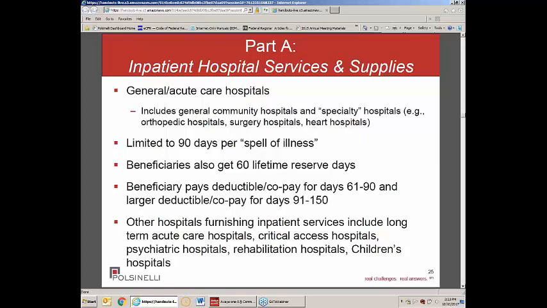Beneficiaries pay a deductible for their inpatient stays. There's no deductible for days 1 through 60. For days 61 through 90 and 91 through 150, there are escalating deductible amounts that they're responsible to pay. Other hospitals furnish inpatient services as well, and they are paid on a separate basis. Most of them have their own prospective payment system, which we'll discuss in a moment, but these are long-term care hospitals, critical access hospitals, psych hospitals, rehab hospitals, and children's hospitals.